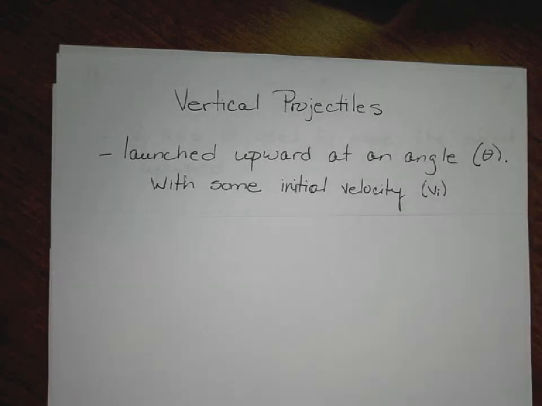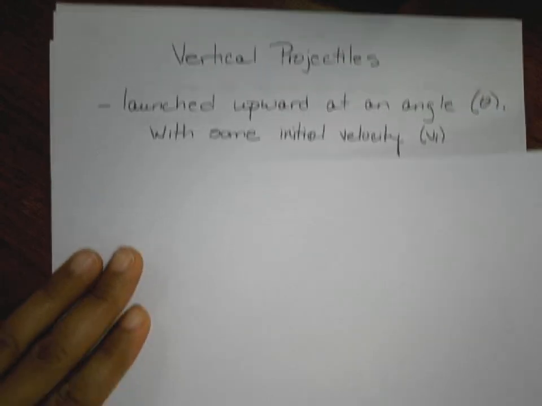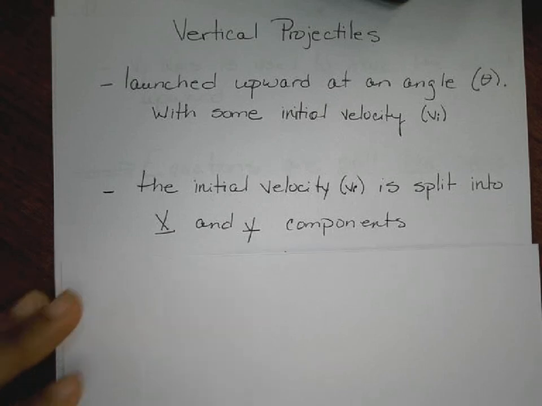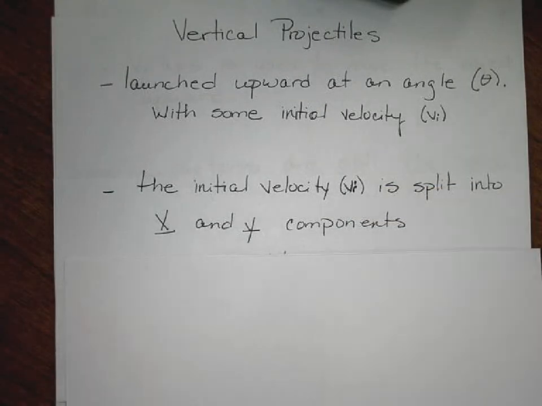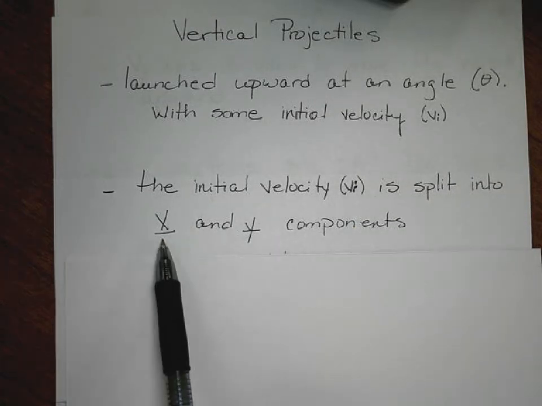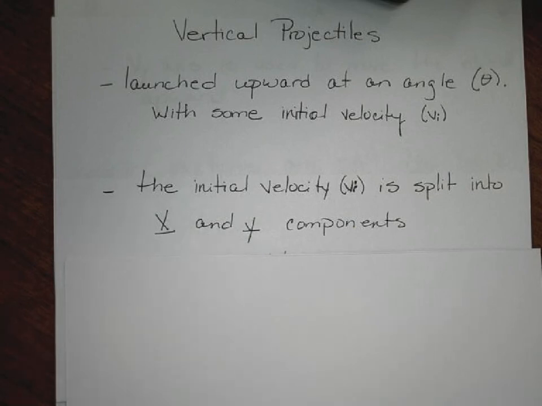VI, some initial velocity. Let me give you a few facts before I show you a diagram. So here are a few things you need to know. First of all, the initial velocity, again, which we call VI, is split into two components. That initial velocity, you have to split it into its x component and its y component.